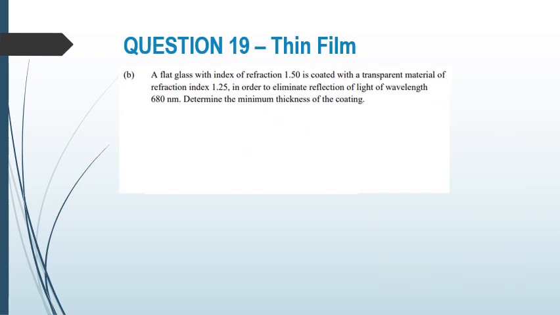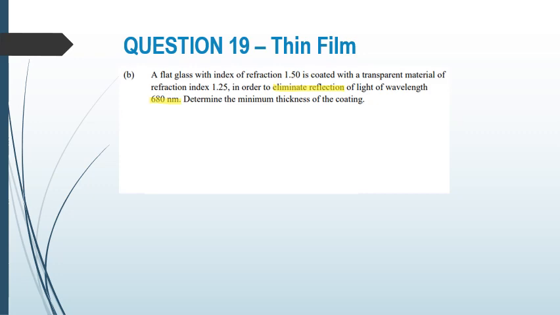Next, question 19 is also a question on thin film. So question B. A flat glass with index of refraction 1.5 is coated with a transparent material of refraction index 1.25 in order to eliminate reflections of light of wavelength 680 nanometer. Determine the minimum thickness of coating. So how to solve this question? Once again, it wants to eliminate reflection, which means that it doesn't want to see color. Okay, so it doesn't want to see the color with 680 nanometer. So this is a destructive interference question.